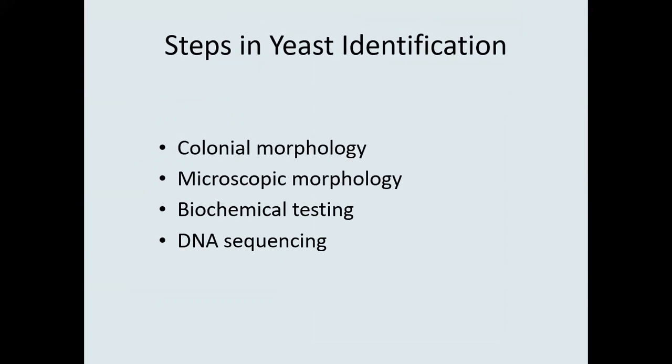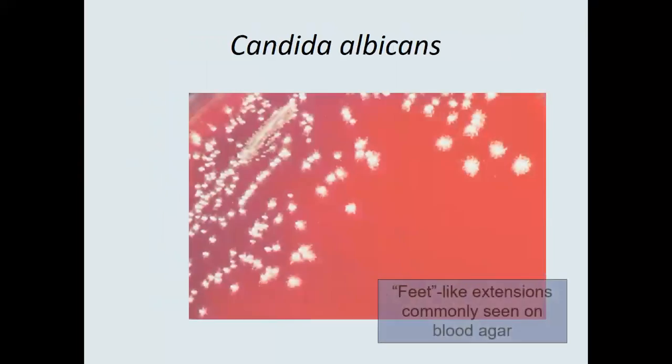So when we identify yeast in the lab, just to let you know, we look at how they grow on the agars. Then we look at them under the microscope. There are quite a few biochemical tests we can do, just like we're doing biochemical tests for bacteria. There are several that we can use for yeast as well. And then, if need be, they can also be DNA sequenced to get a really good identification.